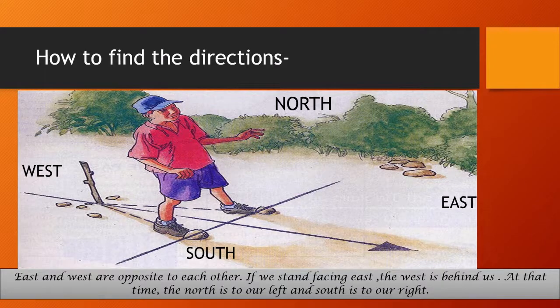Children, east and west are opposite to each other. If we stand facing east, the west is behind us. At that time, the north is to our left and the south is to our right.